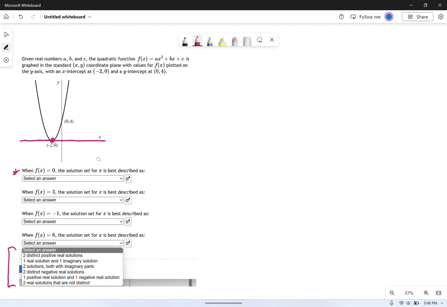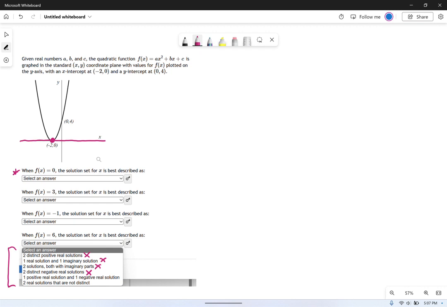Is it 2 distinct positive real solutions? Well, no, it's obviously negative. So it's not that one. Is it 1 real solution and 1 imaginary? No. 2 solutions both with imaginary parts? No, there's no imaginary stuff on this graph. 2 distinct negative real solutions. That's tempting. But if you look at the graph, I have a point right there, not 2 distinct points. Distinct means separate from each other. So it barely fails that one.